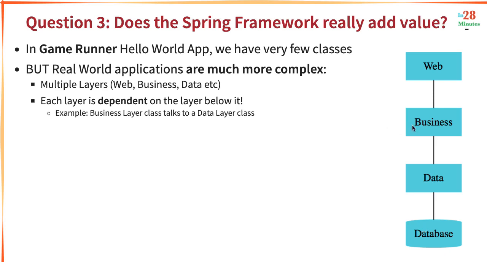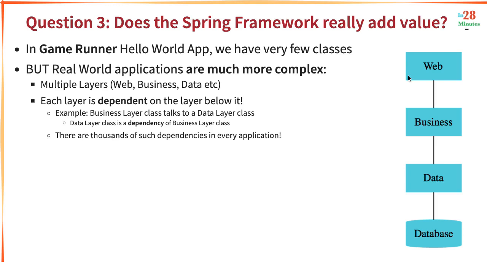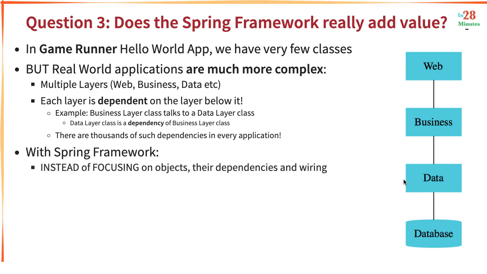So most classes in each of these layers talk to another class in the layer below it. A class in a business layer would be talking to a class in the data layer. When a class in the business layer talks to a class in the data layer, then the class in the data layer is a dependency of the class in the business layer. Whenever we talk about even the simplest of enterprise applications, we are talking about thousands of such classes with thousands of such dependencies.